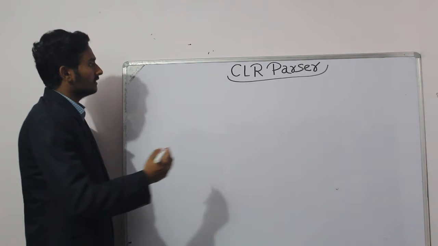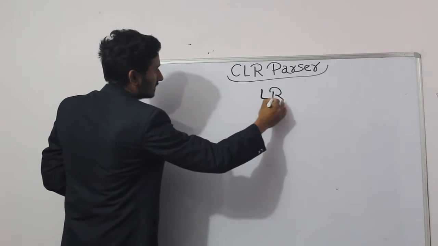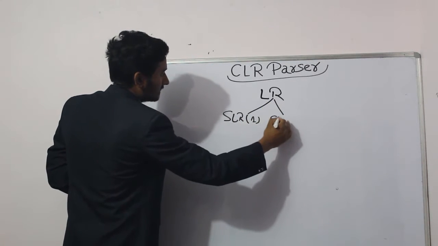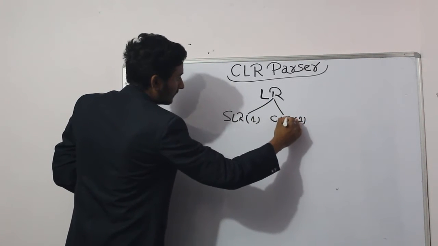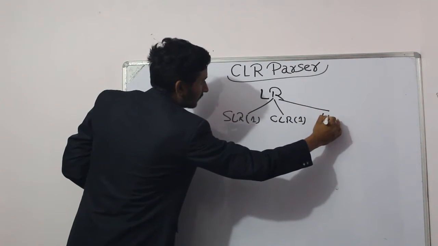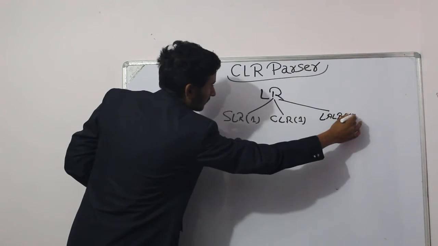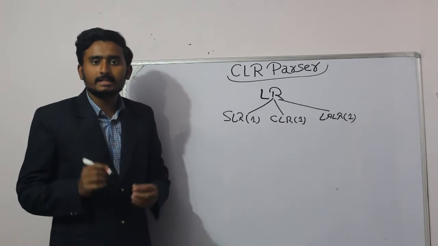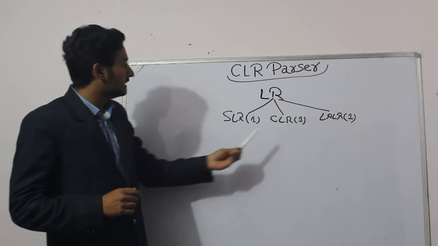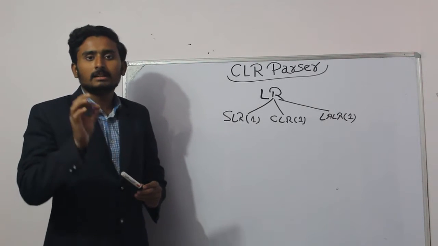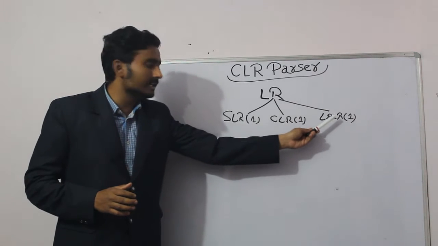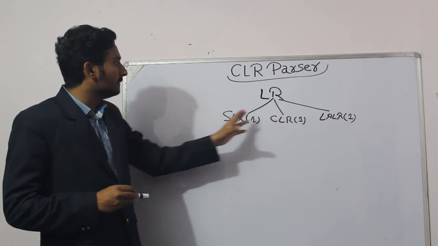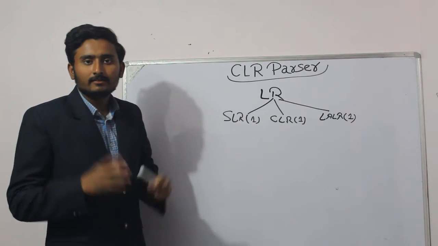As we know, LR parsers are mainly of three types. That is SLR(1), next one is CLR(1), and LALR(1). Here SLR stands for Simple LR parser, which I already discussed in the last video. CLR stands for Canonical LR parser, and the last one is LALR, that is Look Ahead LR parser. So the main differences between these three are very important.